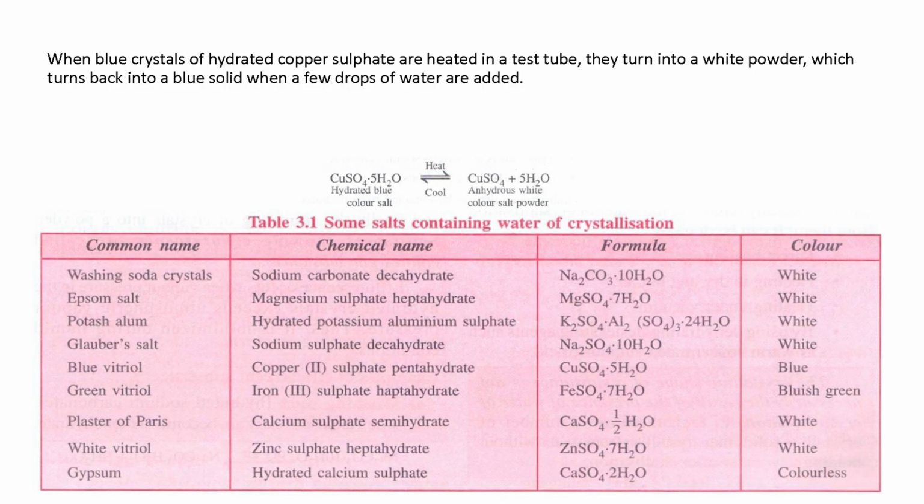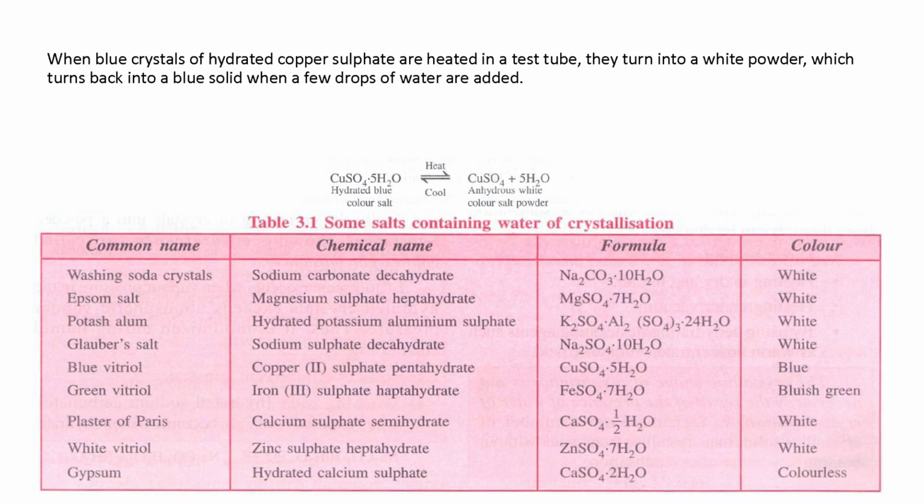So here is the reaction, showing how hydrated copper sulfate converts into anhydrous copper sulfate. We heat the hydrated copper sulfate, which is blue in color. When we heat it, it will convert into anhydrous copper sulfate and the water molecules will be removed, or the water of crystallization will be removed.